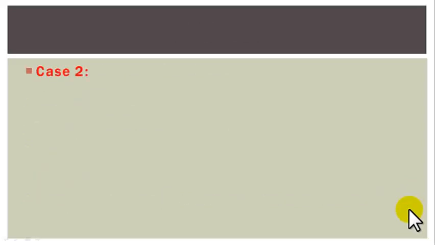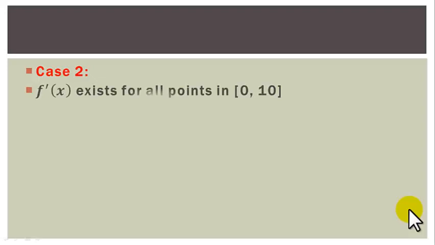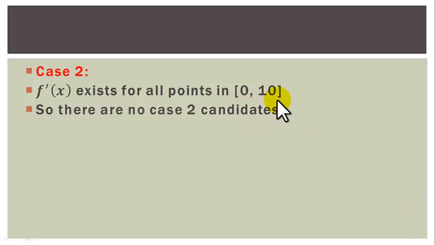Let us now investigate case 2, the case where the first derivative does not exist at the OPTIMUM point. Here we observe that the first derivative exists for all points in our given interval 0 to 10. So there is no case here.